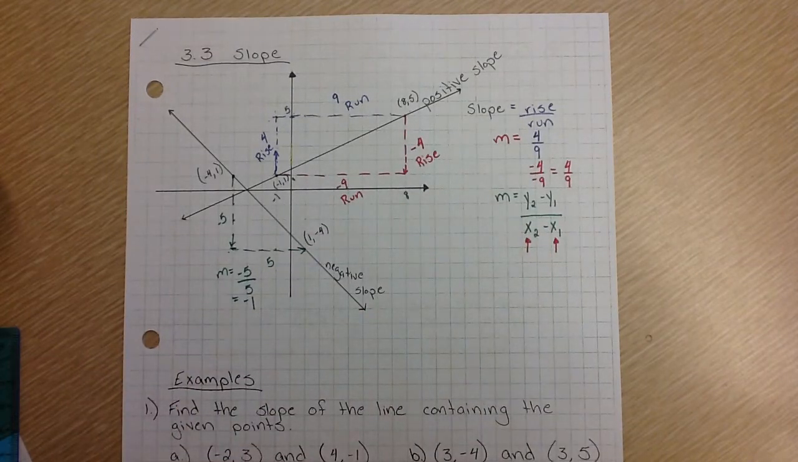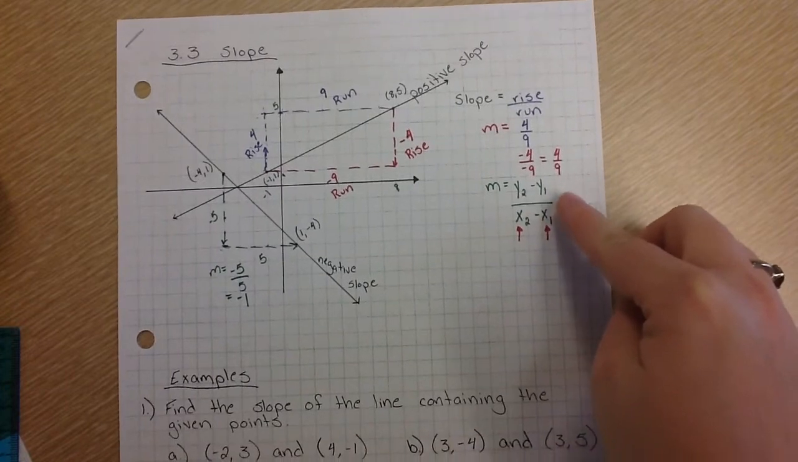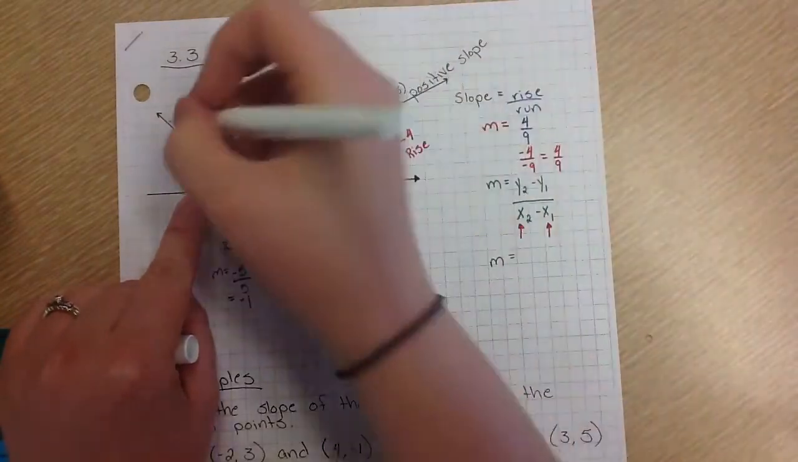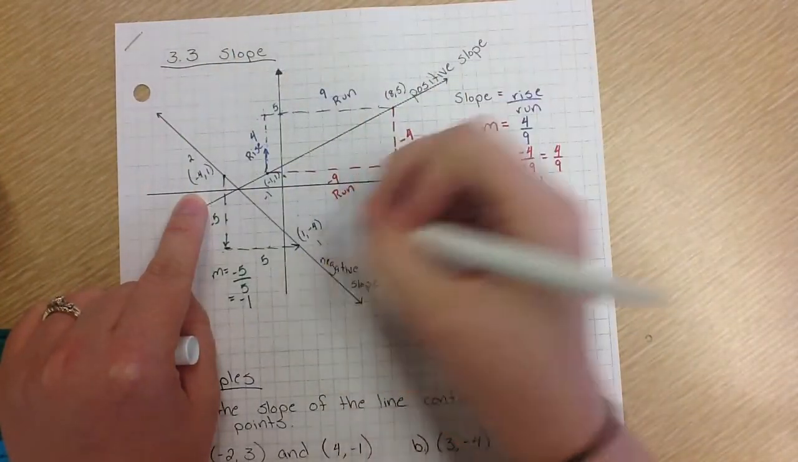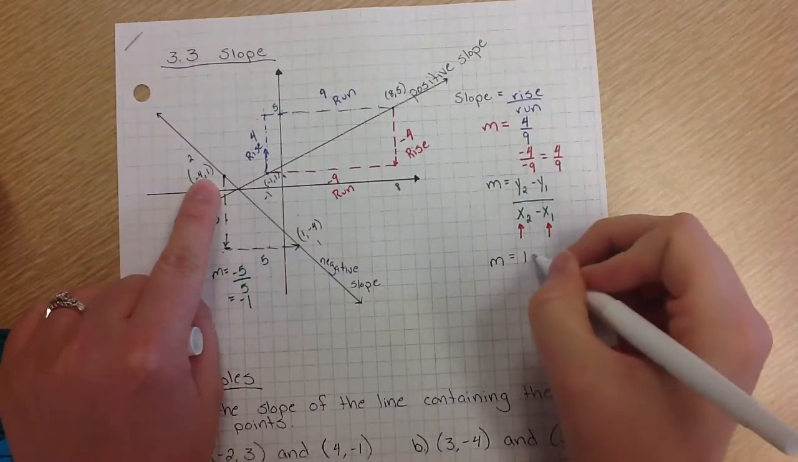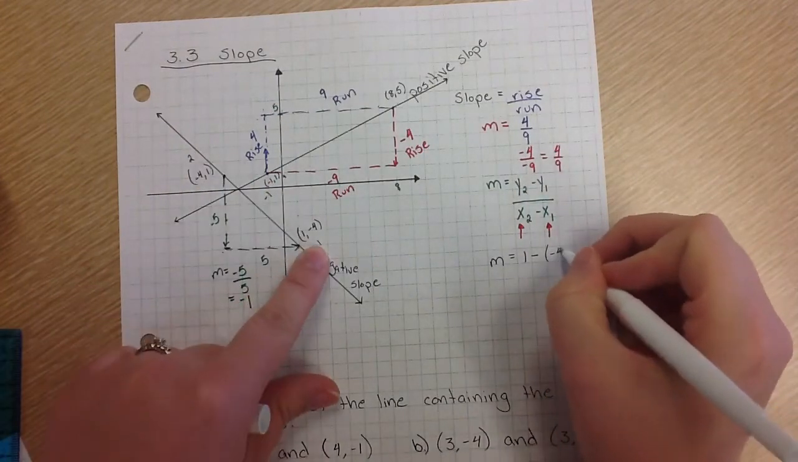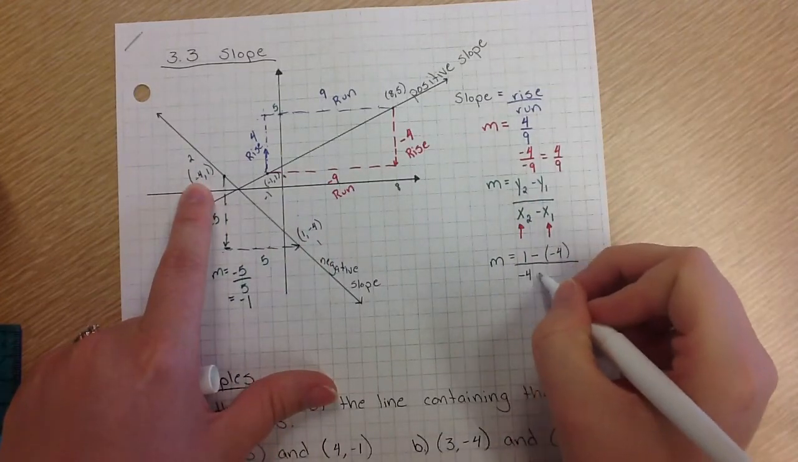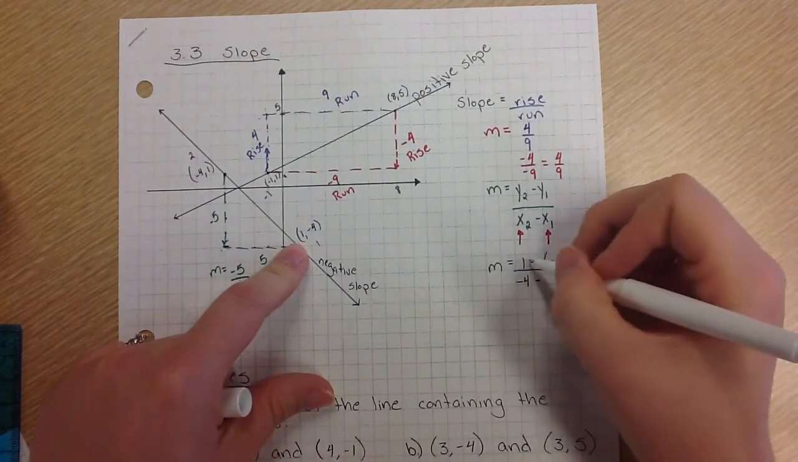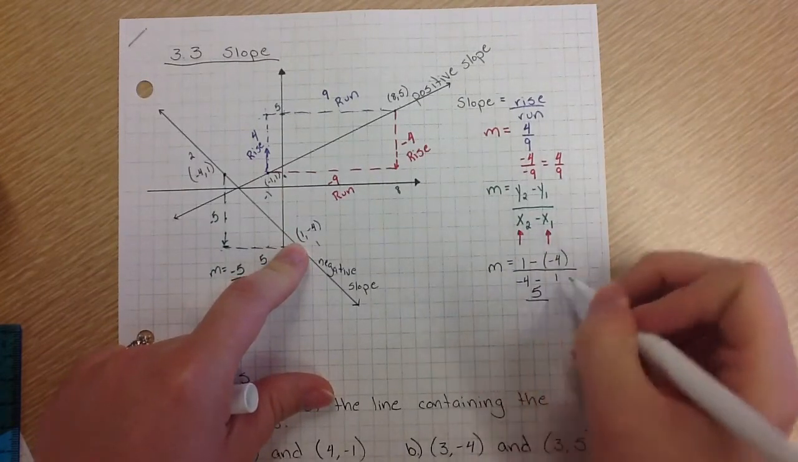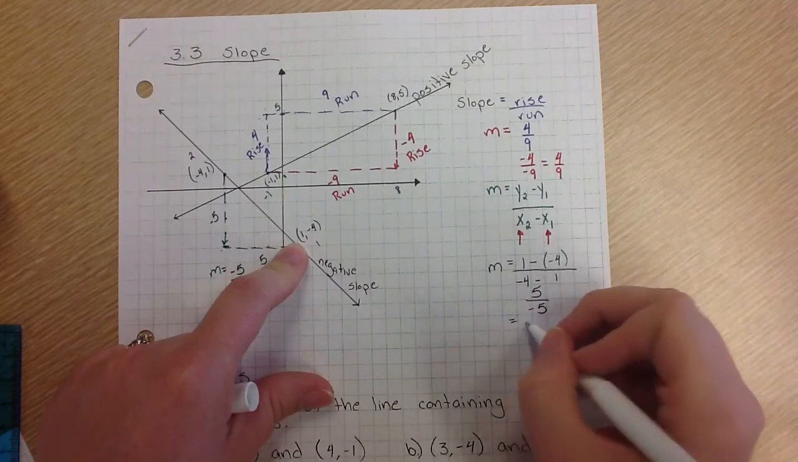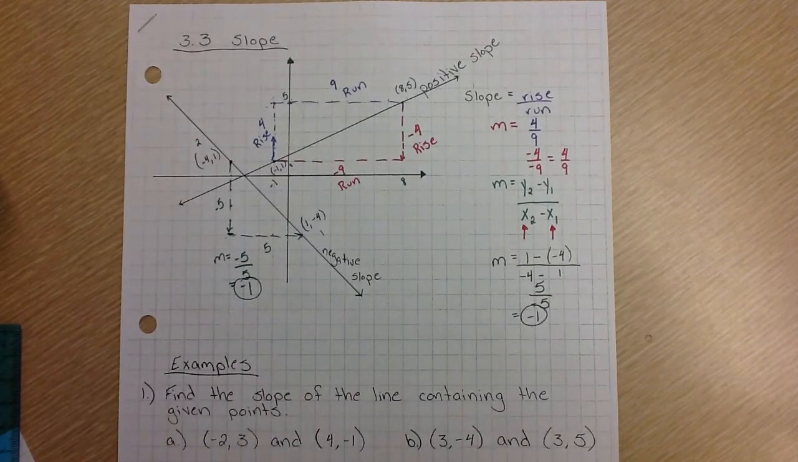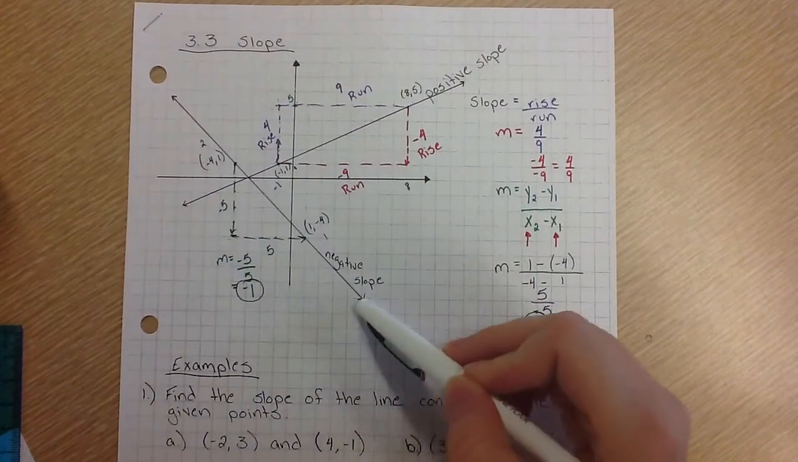Or I could use my subtraction method and take y2 minus y1. I'm going to have this be my point 2, and this one here be my point 1. So my y2 would be 1, minus my y1, negative 4. My x2 would be negative 4, minus the 1. 1 minus negative 4 is the same as 1 plus 4, which is 5. Negative 4 minus 1 is negative 5, so I still get a slope of negative 1. Same slope, 2 different ways of doing it. Lines that go down have a negative slope.